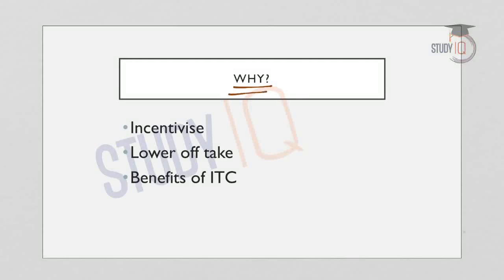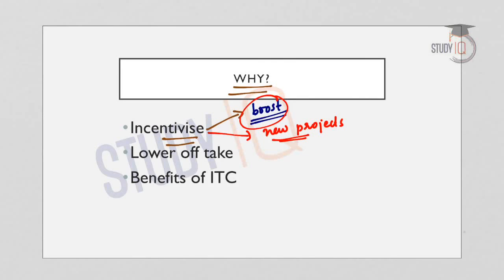Now let us understand why it was necessary for the GST Council to lower the taxes. The first intention was to incentivize the real estate sector. So incentivizing the real estate sector means giving a boost or boom to the real estate sector. So earlier what was the problem? In the real estate sector, there was a slowdown in the launch of new projects. That means new projects were not getting launched, and there was also an inventory pile up. Now this lowering of tax rates will give a boost or push to the real estate sector so that new projects will be launched, and this is a type of incentivization to the real estate sector.